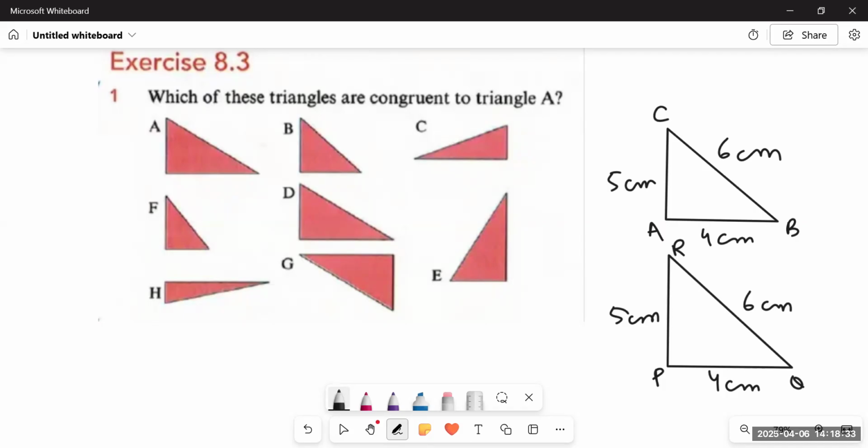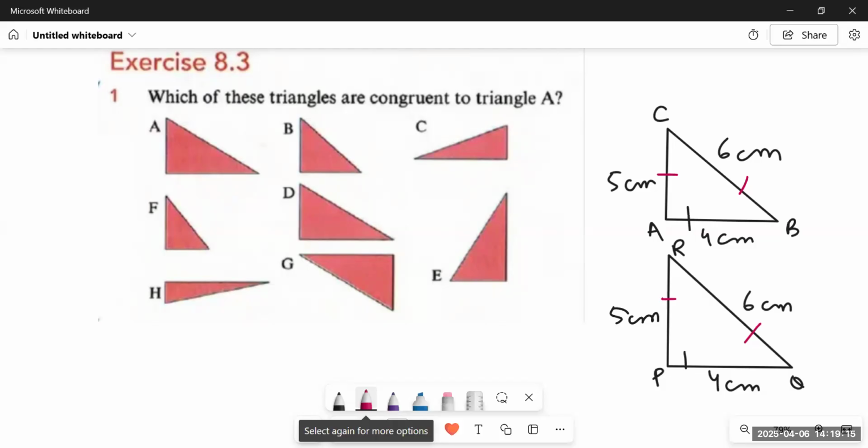Since PQ is equal to AB, we can say that the lengths of PQ and AB are the same, that is 4 centimeters each. So sides AB and PQ are corresponding sides. These two sides correspond to each other. Similarly, sides CB and RQ are similar in length, so these two are corresponding sides, and the third side also corresponds. So when all three sides of two different triangles are equal to the three sides of the other triangle, these two shapes are called congruent triangles, right?